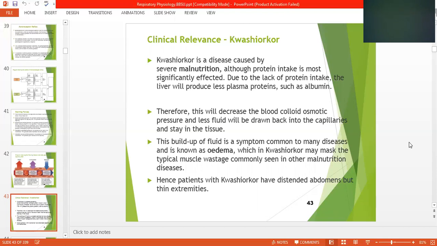It means that in Kwashiorkor especially, the patient is lean and thin, but due to the oedema, he looks like a healthy person. Hence, patients with Kwashiorkor have a distended abdomen. The abdomen is bulging out, but the extremities are thin, the legs and the hands are thin, but the stomach is bulging out.